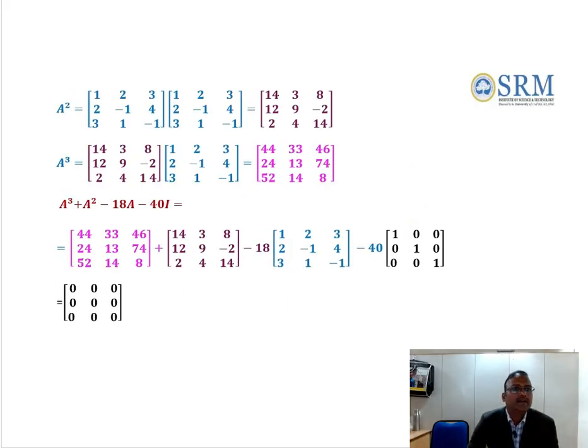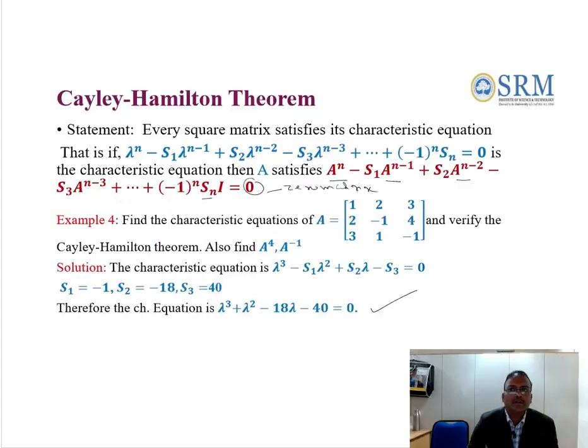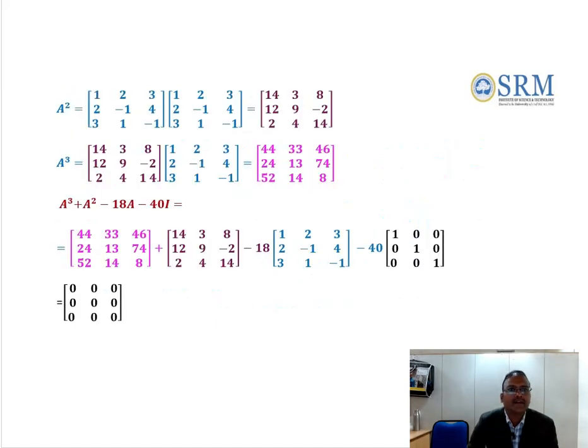Okay, right. Now, what is the question? The question is we have to verify the Cayley-Hamilton theorem, and hence we have to evaluate A power 4 and A inverse. Therefore, the theorem says that wherever lambda is there, you just replace lambda by A. For this, we need A square, A cube, all the things.